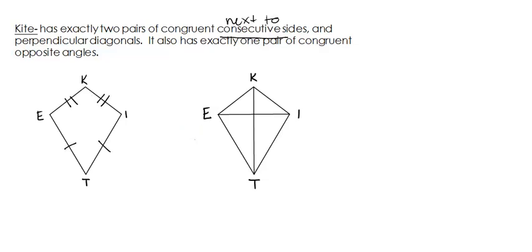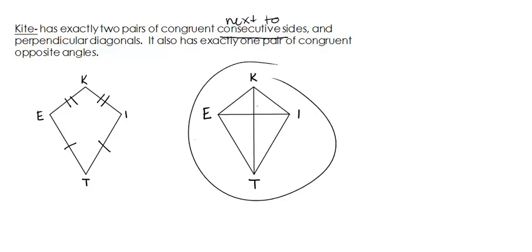It also has perpendicular diagonals. That means when you draw on the diagonals, like on the second shape over here, the diagonals are perpendicular. They meet at exactly a perfect 90-degree right angle. The last part of this definition is that it also has exactly one pair of congruent opposite angles. The congruent opposite angles are in between the non-congruent sides. So angle E is congruent to angle I.